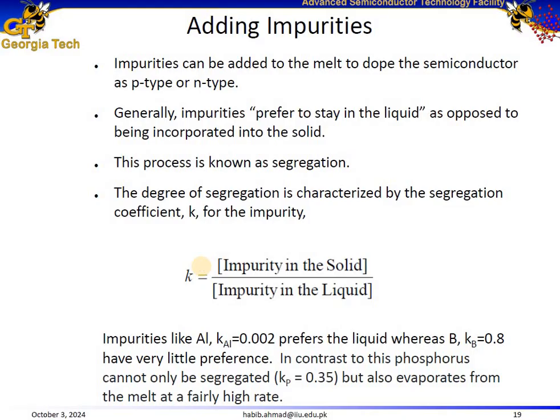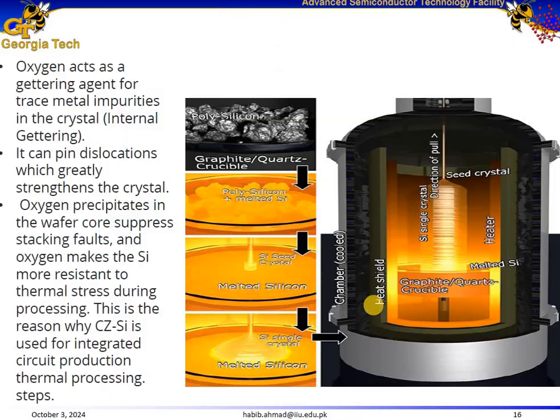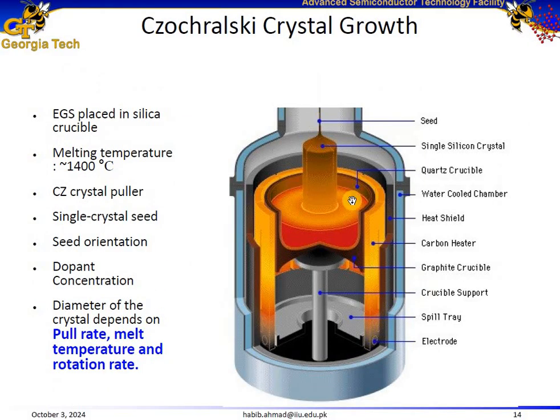What is the segregation coefficient? It demonstrates the behavior of an impurity, how much of it gets incorporated into the solid versus how much stays in the liquid. The segregation coefficient is the ratio of impurity in the solid to impurity in the liquid. Let's go to a slide, like this one. If we add impurities into this melt, the segregation coefficient is the ratio of impurities in this solid silicon ingot to the impurities in this liquid.